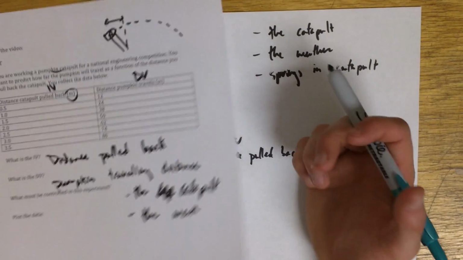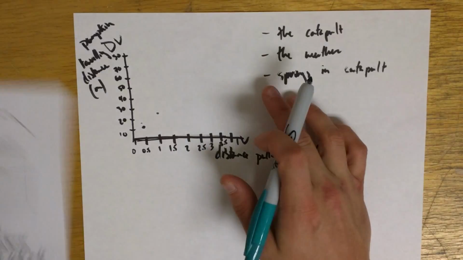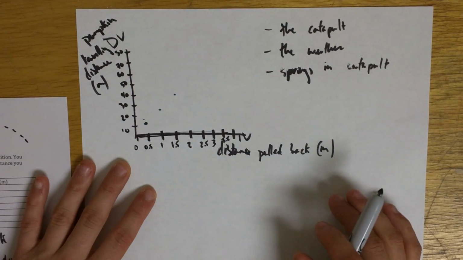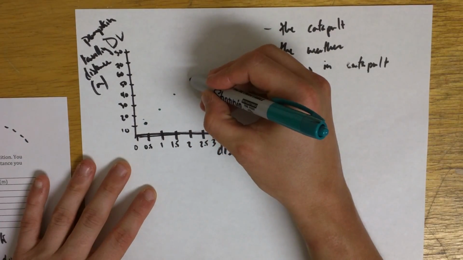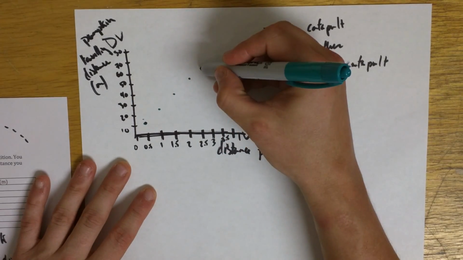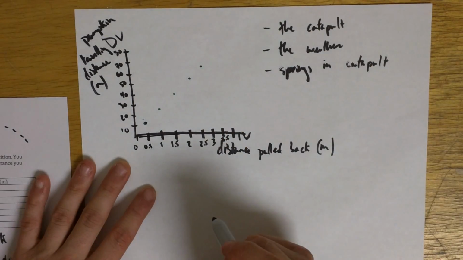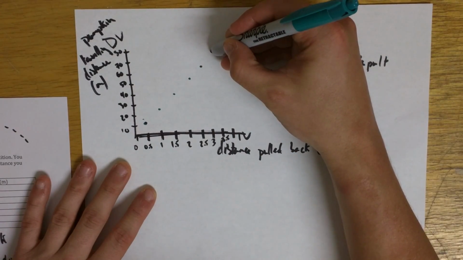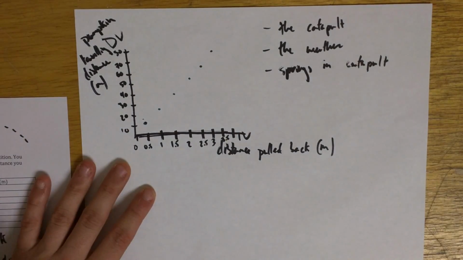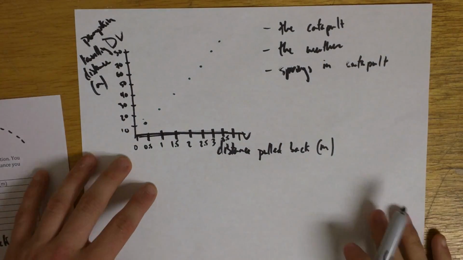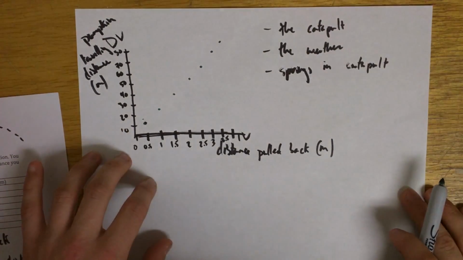1.5 is at 38, 2 is at 50, 2.5 is about 62, 3 is about 74, and 3.5 is 80. Those are the data points.